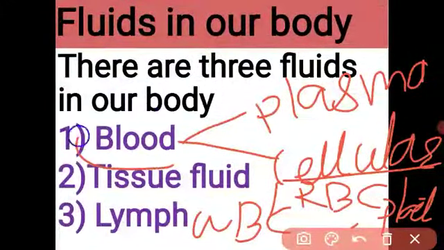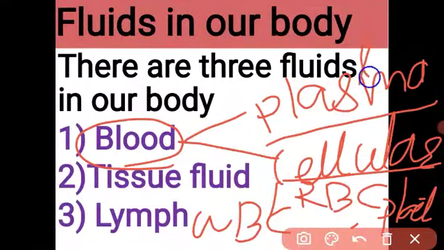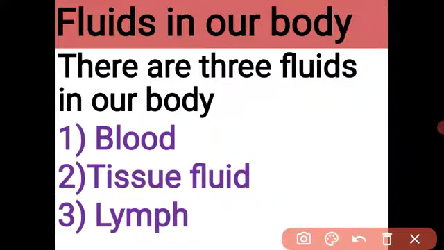Blood consists of two parts. Plasma is the liquid part, and the cellular part means the cells which are present in the blood, like RBC, red blood cells, WBC, white blood cells, and platelets. Got it? These are the constituents of the blood.